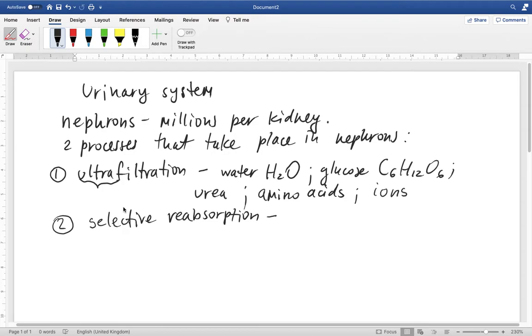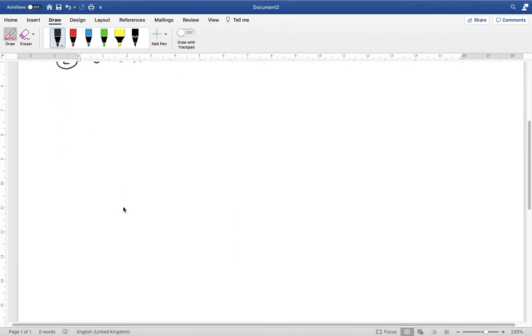So let me scroll down a bit, because I'm going to start drawing the first section of a nephron. Now, nephrons are very complex structures, they're pretty long, but ultrafiltration, that first step, takes place in the very beginning of a nephron, and that's what I'm going to attempt to draw here. So make sure you leave yourself quite a bit of space around for labels, and hopefully I'm not going to make too much of a mess with it.